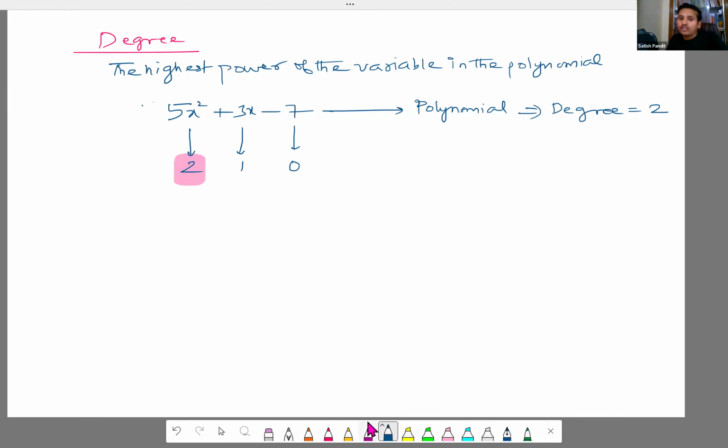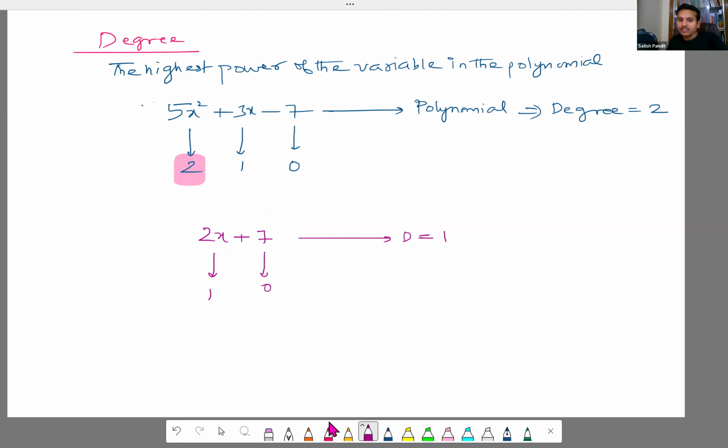Now, first of all, tell me whether 2x plus 7 is a polynomial. Yes or no in the chat box. All of you are right. The answer is yes. It is a polynomial for sure. Why? Because the powers of the variable are 1 and 0, and the highest power of the variable is 1. So degree, I'll write capital D, degree is 1. Clear?